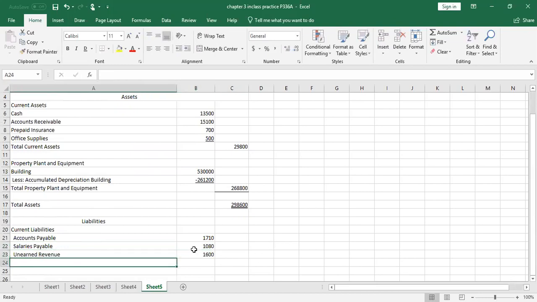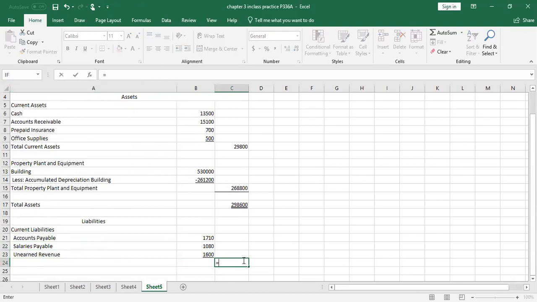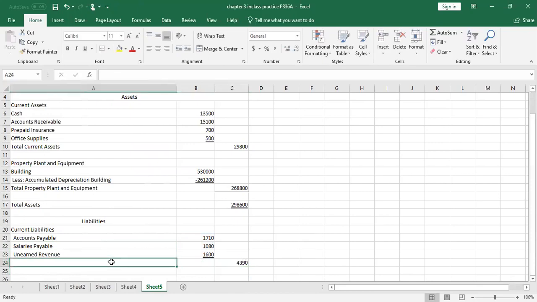And just like we did with our current assets, we're going to underline the last one, total them up, and then label them.